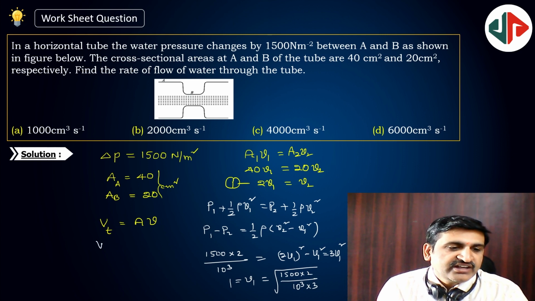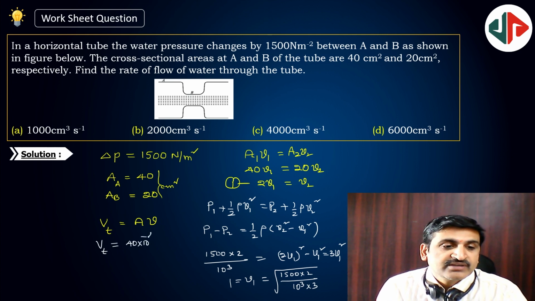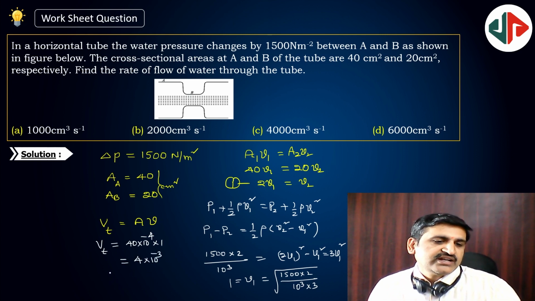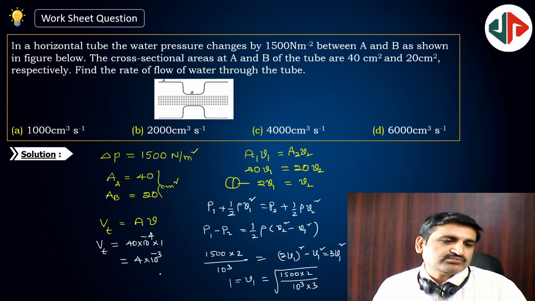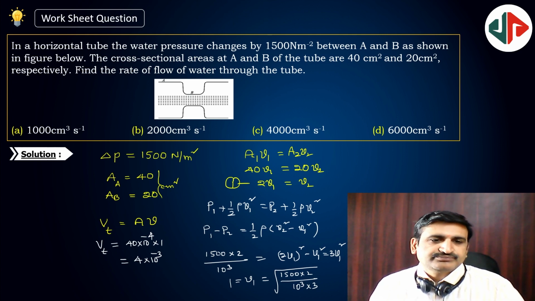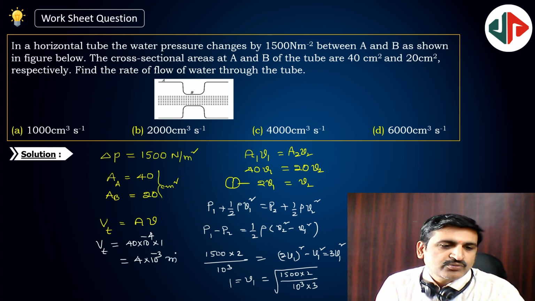So now volume rate is equal to cross sectional area 40 into 10 to the power of minus 4, centimeter square converted to meter square, right? So 10 power minus 4 into 1. So this is going to become 4 into 10 to the power of minus 3. This is volume rate, centimeter cube. Oh, centimeter cube only. This I did in meter cube. Yes, we did in meter cube. This is meter cube per second. So in centimeter cube, 10 power 6 must be multiplied. So it will become 4000. Yes, centimeter cube per second.